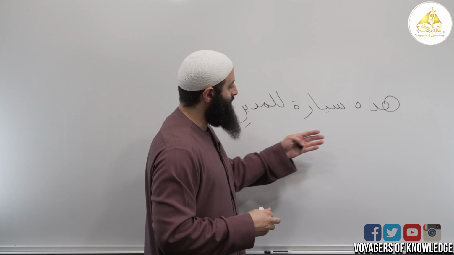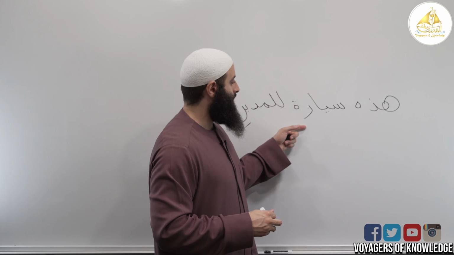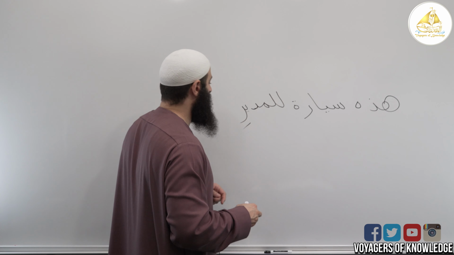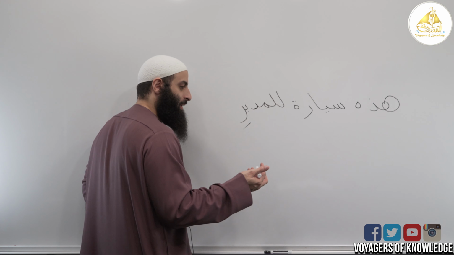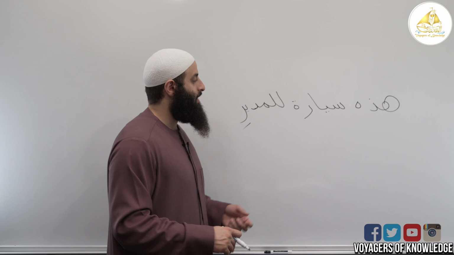What does this sentence mean? هذه سيارة. This is a car. للمدير. For the mudir, for the principal. Is that what we want to say? This is a car? No.